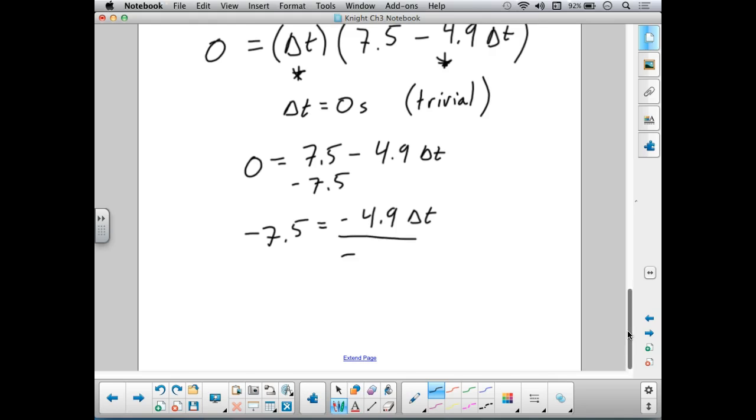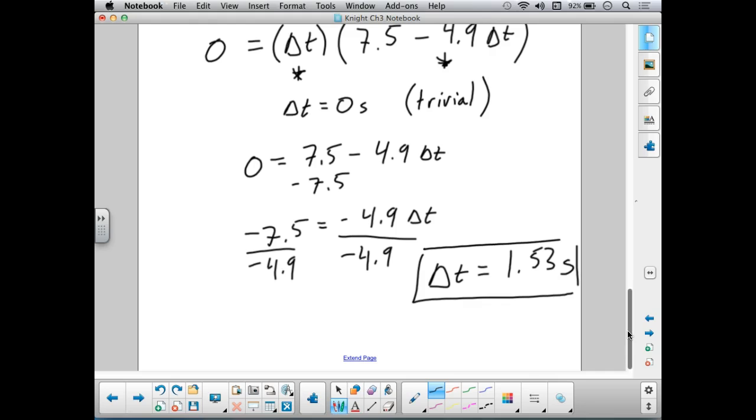And if I divide both sides by negative 4.9, what I'll end up with is that delta t, the time in flight, is 1.53 seconds. And that is also a solution to our quadratic equation, but it's much more valuable than the trivial solution. My change in height is 0 at 0 seconds, but it's also 0 at 1.53 seconds, which means that's how long my projectile was in the air. And that's part C.